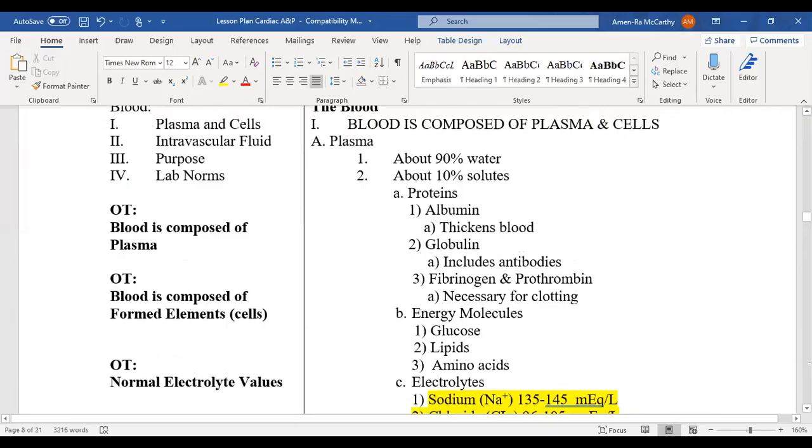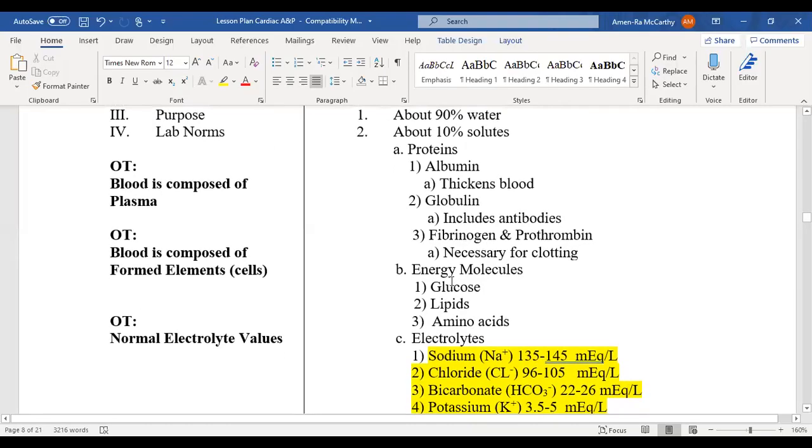The blood. We said the blood is composed of plasma and cells, right? Blood is about 90% water, 10% solutes. Blood has proteins, which are albumin, which thickens the blood. We have globulin, which has got antibodies, right? And then you have fibrinogen or prothrombin that are necessary for what? Clotting, right? Blood also has energy molecules, which are what we burn: the lipids, amino acids, and glucose. All that's in the blood.